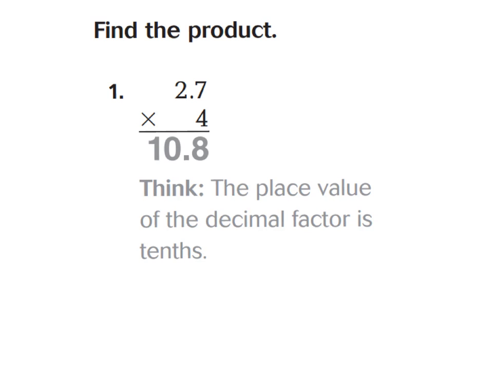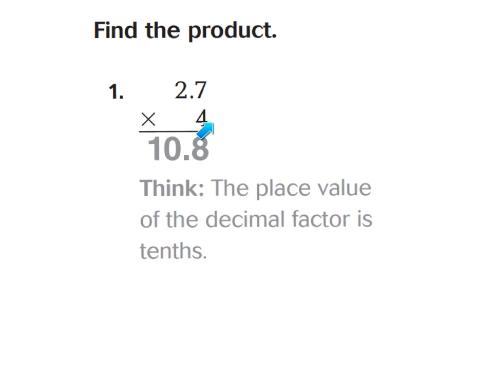Now let's take a look at question 1 for you. They went ahead and showed you that you can find the product with multiplying and with decimals. If you look right here, we want to think the place value of the decimal factor is tenths. That's the hint they're giving you. In other words, in your decimal answer, it goes to the tenths place. Therefore, my answer should go to the tenths place.